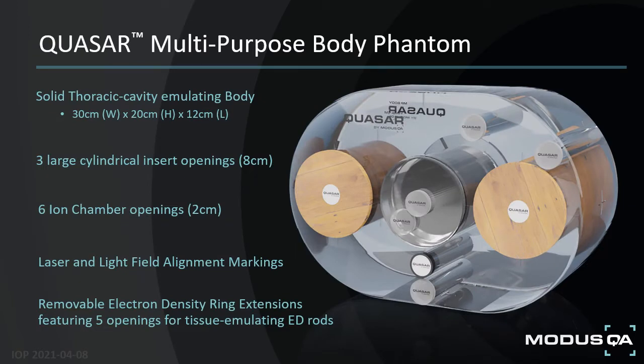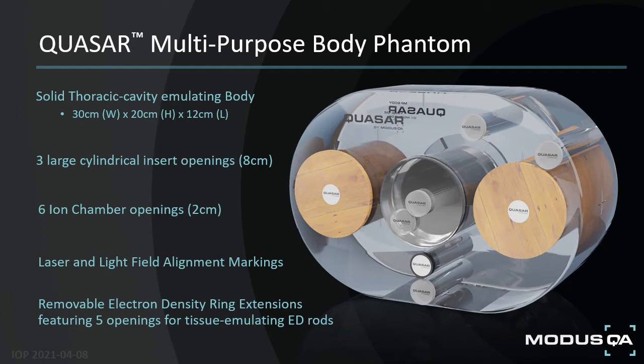So knowing its capabilities, let's go a little bit more into the actual phantom design. So anatomically, the QUASAR MP body consists of a relatively large body oval that's made entirely out of clear solid acrylic. It measures around 30 by 20 by 12 centimeters with this pseudo-anthropomorphic shape, as it's meant to resemble the size and shape of a patient's thoracic cavity.